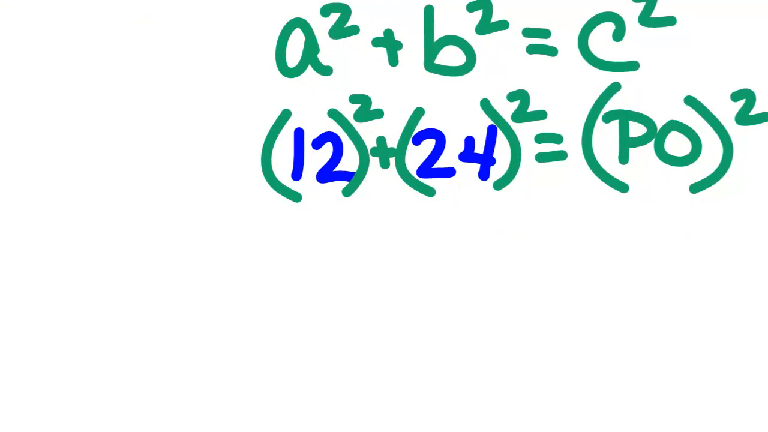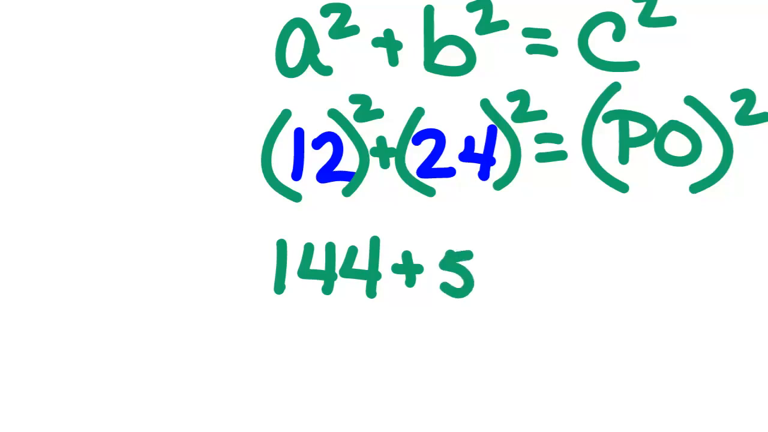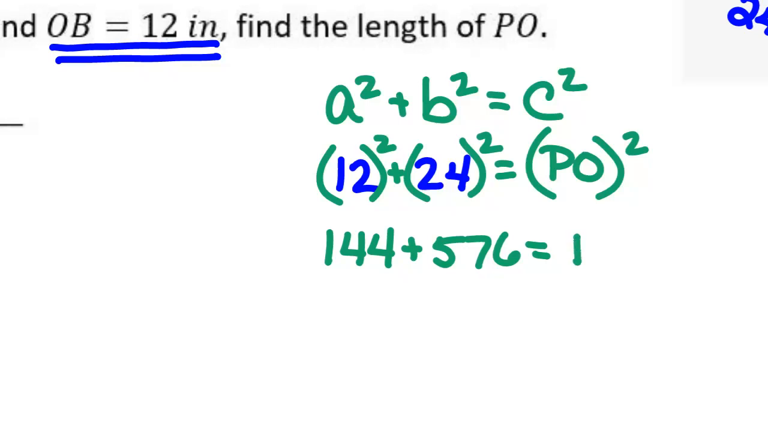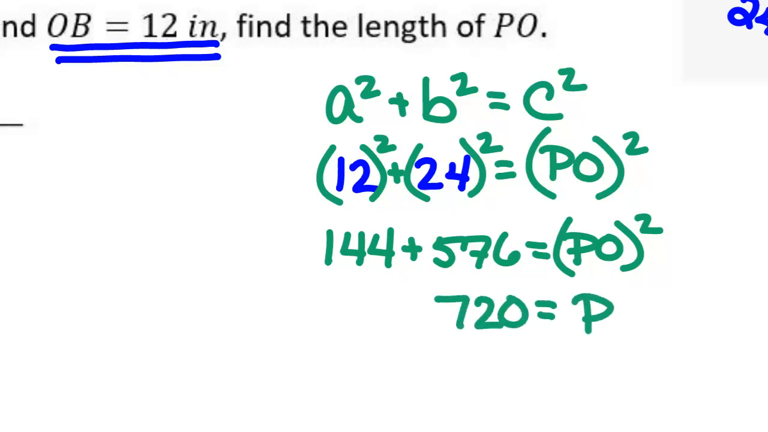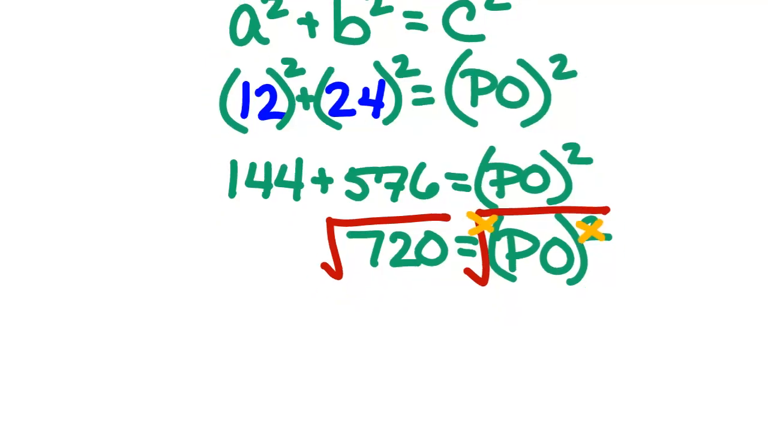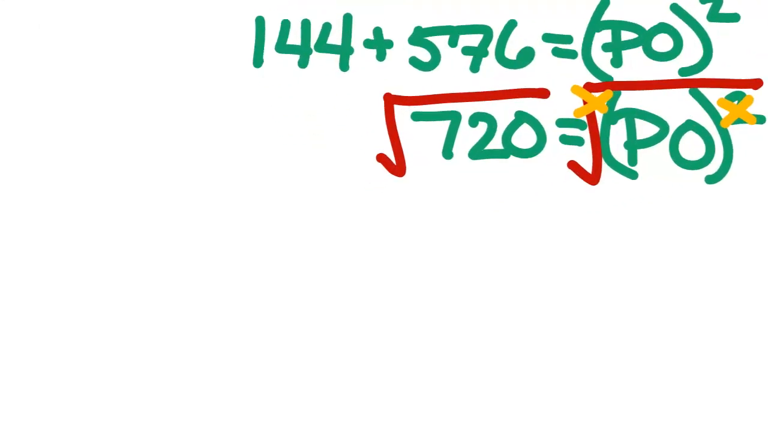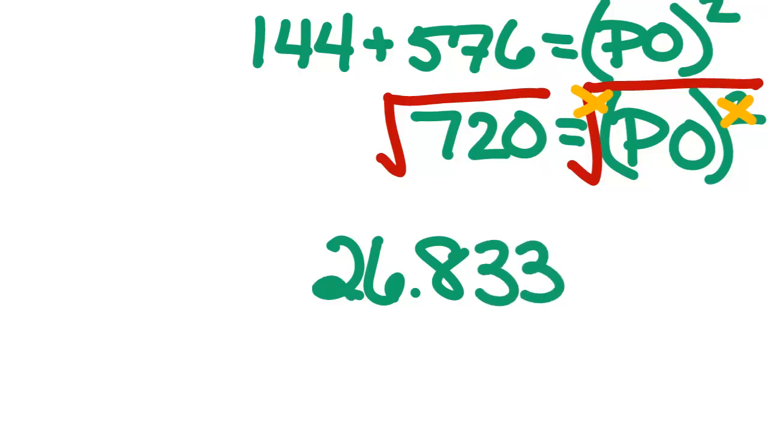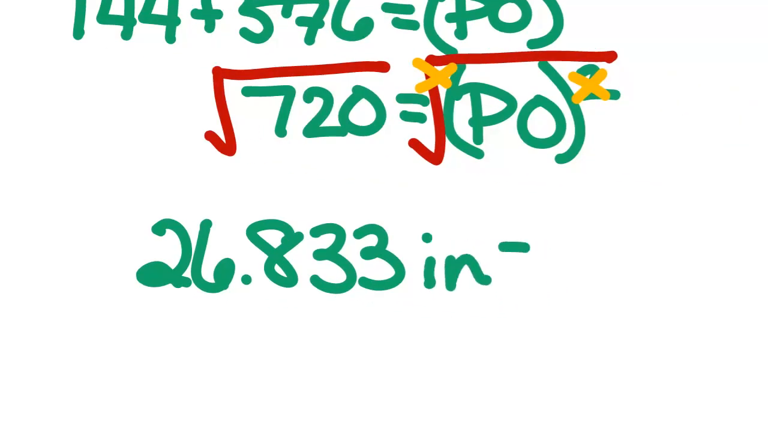What is 12 squared? 144. 24 squared? 576. We need to add those two together. What do we get when we add those two together? 720 equals PO squared. And then we take a square root of both sides. That's going to cancel out the squared on PO. Let's go ahead and do this one in decimal form. 26.833, 26.832, depending on where you round. And we would put inches with that.